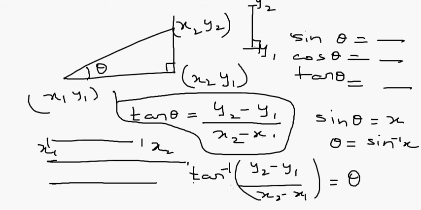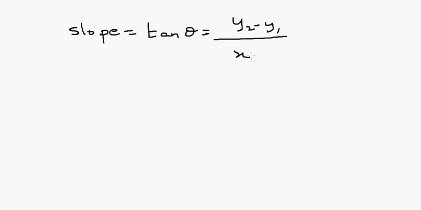We don't have to worry about this for a moment. This is what is most important: tan theta is y2 minus y1 upon x2 minus x1. So that's the concept of slope. Slope is our tan theta, and that is the opposite side, y2 minus y1, upon the adjacent side, x2 minus x1. So what is y2 minus y1? That is the change in y coordinate upon the change in x coordinate.